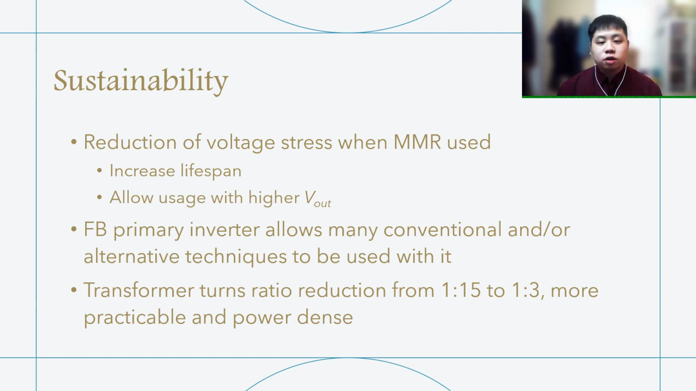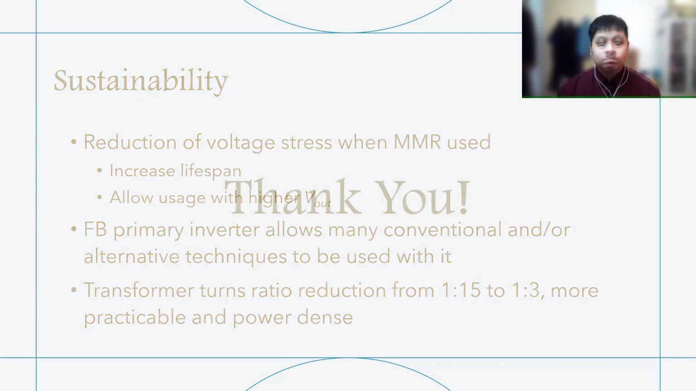And finally, the transformer turns ratio was reduced from 1 to 50 to 1 to 3, making it more practicable and power dense. This is all from me.